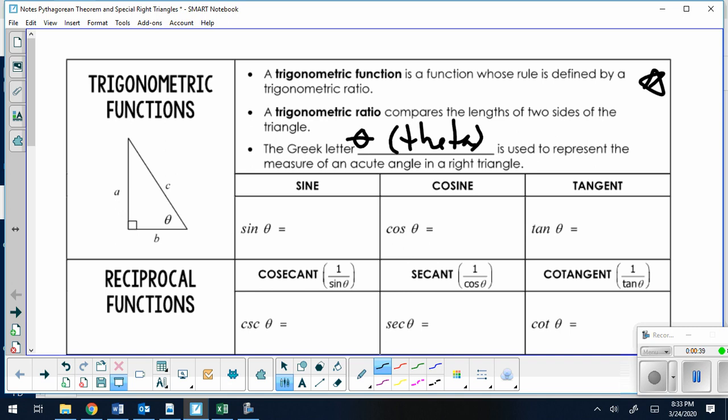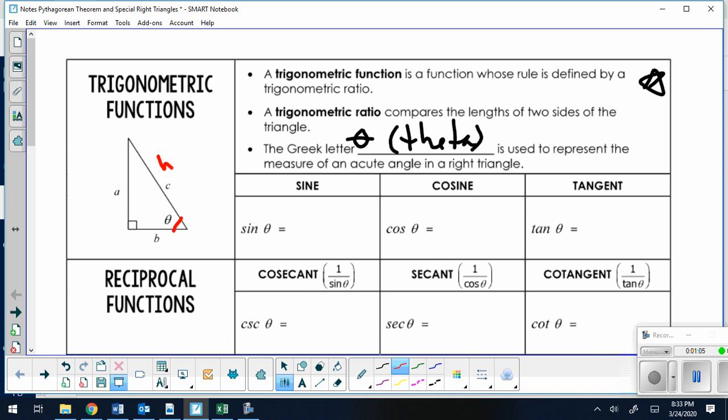So let's start on our picture over here. This is our theta. Now, anytime that we are talking about sine, cosine, tangent, and then I don't know if you've learned cosecant, secant, cotangent, but those as well, they always need to be in reference to an angle. So we're going to be in reference to this angle. There's three terms that are important to us.